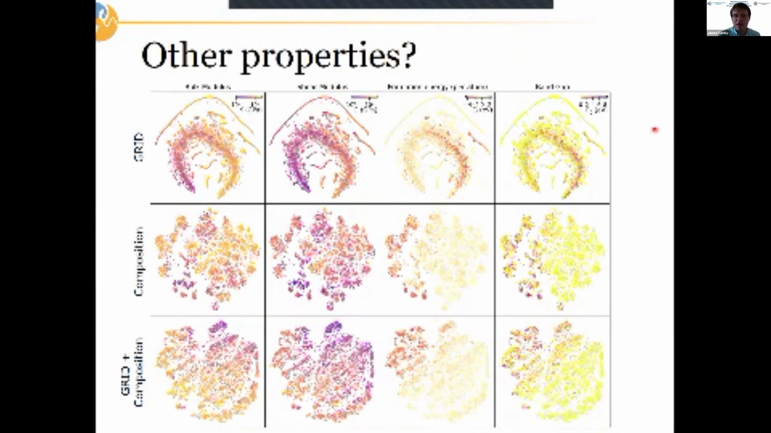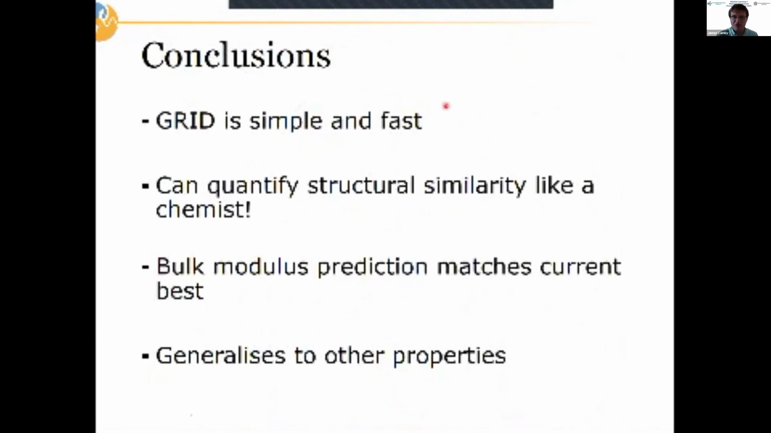Just in conclusion, grid is this way that we've introduced of trying to rationalize this structure composition space. It seems to do quite a good job and is fairly simple and fast, and actually works a lot like a chemist, whereas some of the other machine learning approaches and other descriptors are not quite so intuitive. And it matches bulk modulus. Actually, the important thing here is that it generalizes to other properties. So that's something we're exploring a bit more.